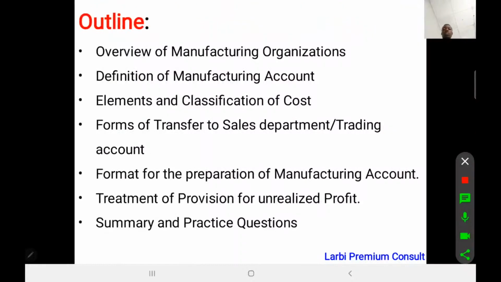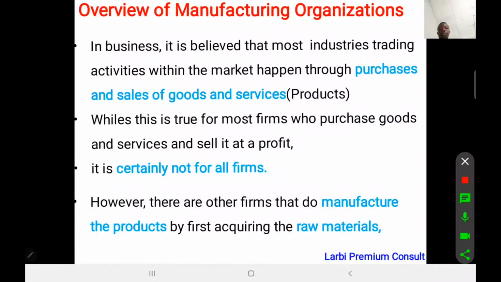So actually I've defined everything. The overview of manufacturing account, the definition of manufacturing elements and classification, forms of transfer, sales department, and so on are the outline that we're going to go through. So let's take note of them.